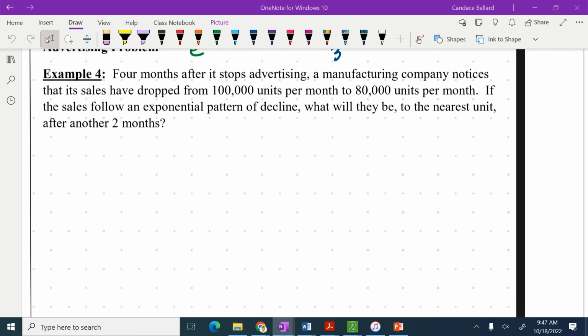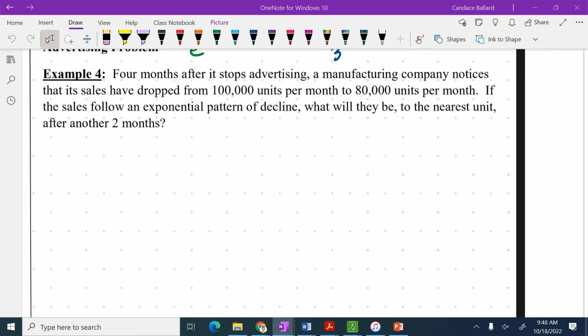Okay. So 4 months after it stops advertising, a manufacturing company notices that its sales have dropped from 100,000 units per month to 80,000 units per month. If the sales follow an exponential pattern of decline, what will they be to the nearest unit after another 2 months? So we have to figure out, and it's not just decreasing by 20,000 because we're doing that exponential decrease. So it usually goes a little bit more rapidly than that. So we need to figure out a couple of points.